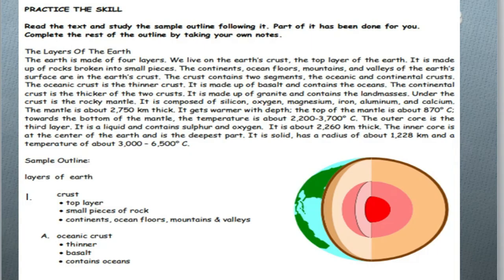Now let's analyze the text and the outline. The text is about 4 layers of the earth. You can clearly understand this from the first sentence and the visual given here. If you look at the outline, you can see the numbers and bullet points. And the first layer is crust, and the details about it are given in phrases. They are mostly content words. According to the text, the crust contains 2 segments, the oceanic and continental crust. And part A and B are about these two.